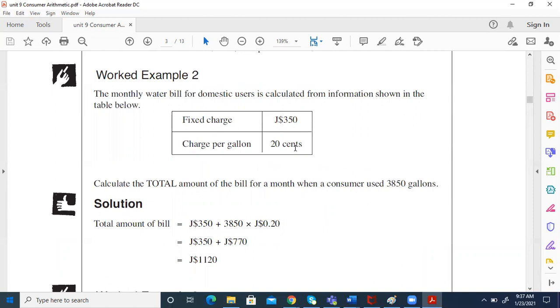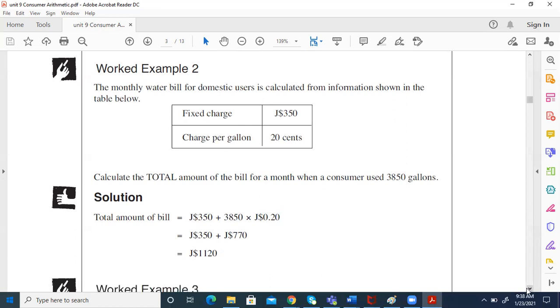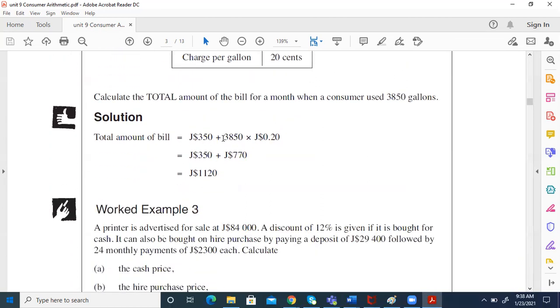So for the fixed charge, whether or not you use water, you're going to have to pay the 350. And then for every gallon you use, you pay 20 cents. So fixed charge, no matter how much you use, you have to pay this. If you never use any for the month, you still have to pay 350. And then for every gallon, you pay 20 cents.